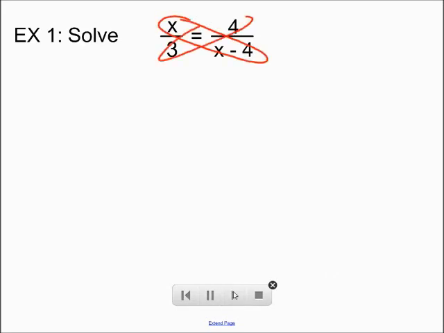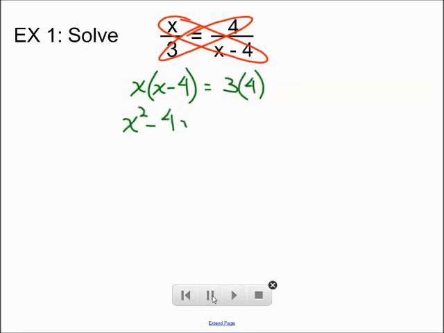We can use cross products to solve this. So let's go ahead and do that. X times x minus 4 should equal 3 times 4 if this proportion is true. So we'll distribute the x. Simplify the right side, and then put this thing in standard form by subtracting 12 from both sides.